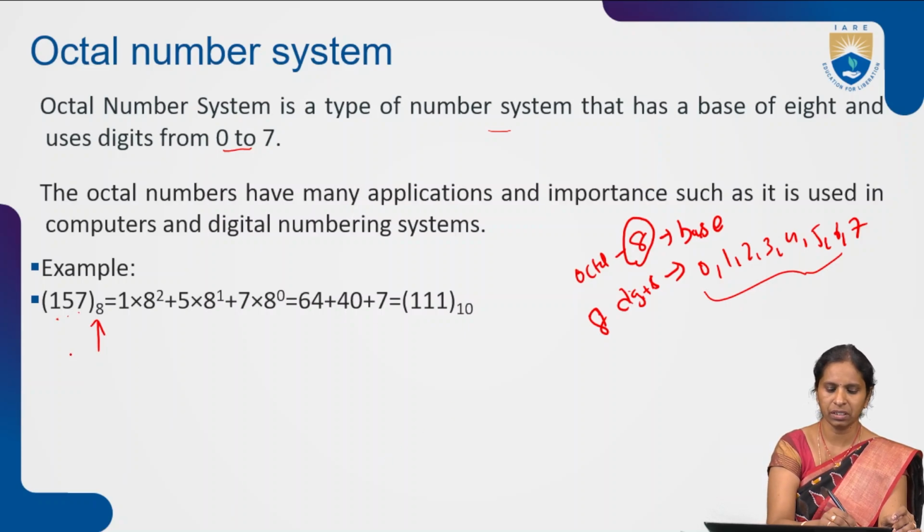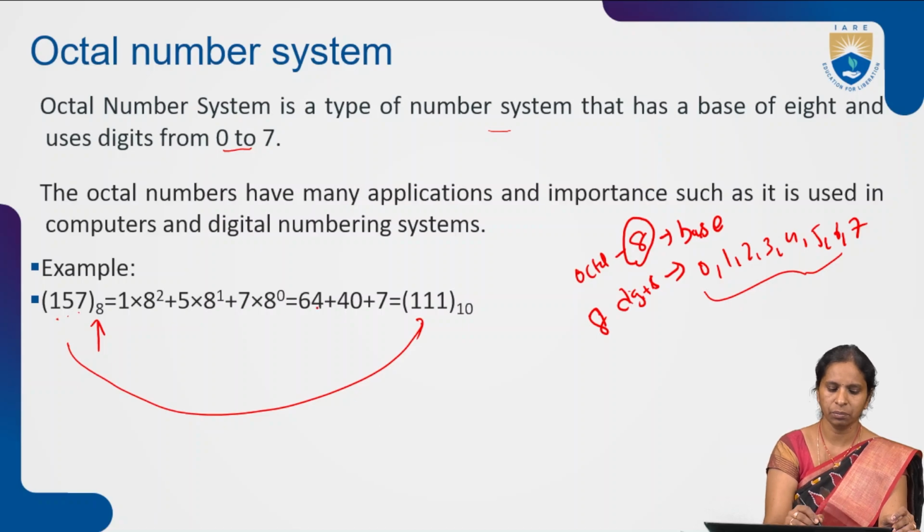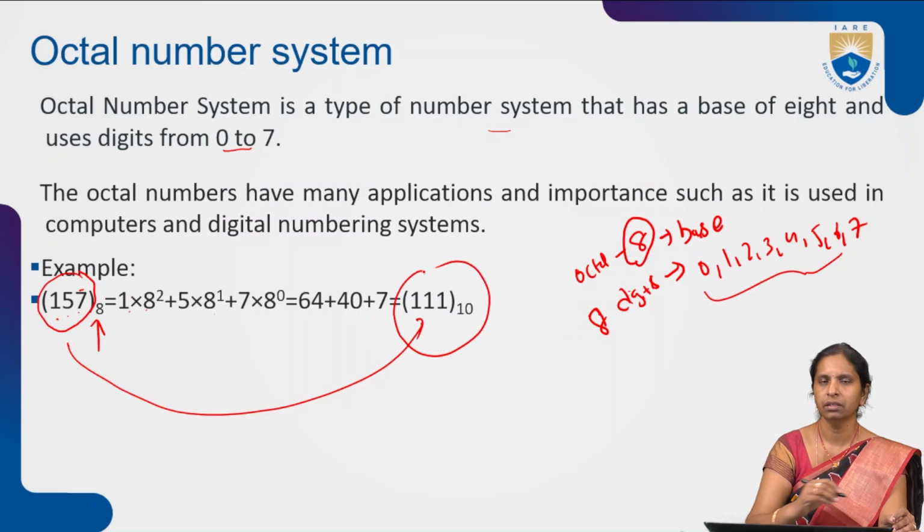If you want to represent the same number in decimal, how do you convert? The LSB digit here is 7. So 7 into 8 power 0 plus 5 into 8 power 1 plus 1 into 8 square equals 111. This is the number in the octal number system and this is the number in the decimal number system.